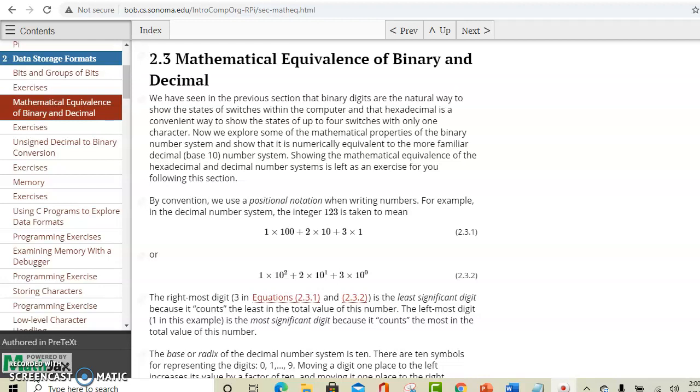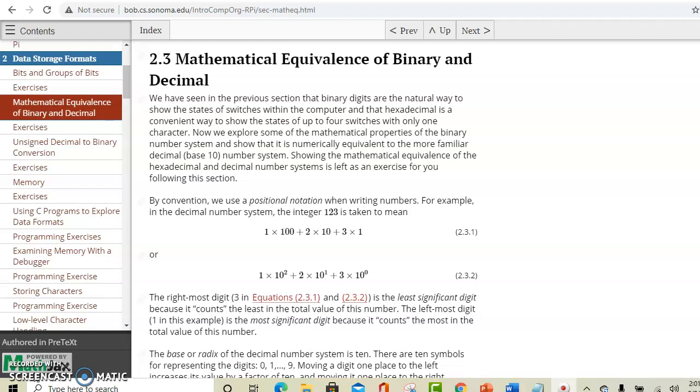In Section 2.3, after you've completed the exercises from the first part, there is a mathematical equivalence of binary and decimal. The way that we figure out the mathematical equivalence of binary and decimal is based on that positional notation that I was talking about in the first video. With decimal, we have the ones place, the tens place, the hundreds place, the thousands place, and that is its positional notation.